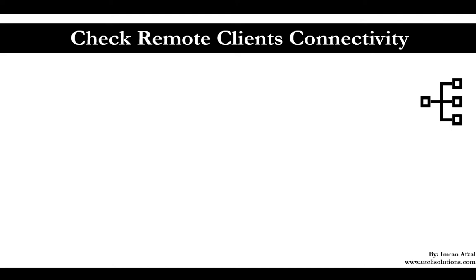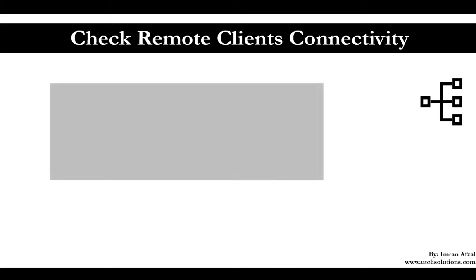Previously, we created a playbook to check the connectivity of your local host, or the host where we were running Ansible software. Now we will do the exact same thing, except we will check the connectivity of our remote client, or anything that is inside of our host file, the inventory list. All right, so it's just that simple.